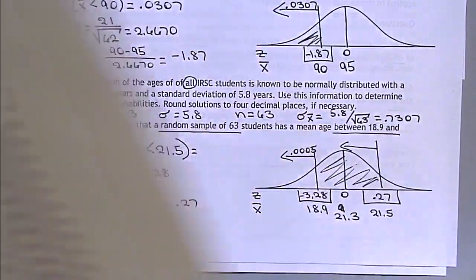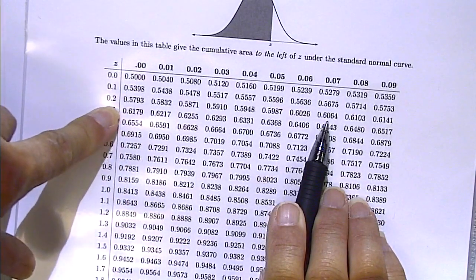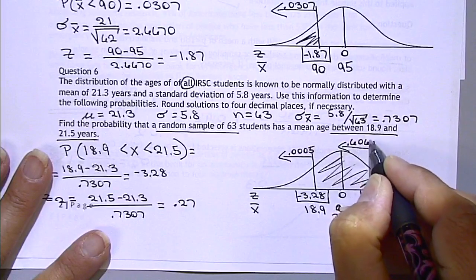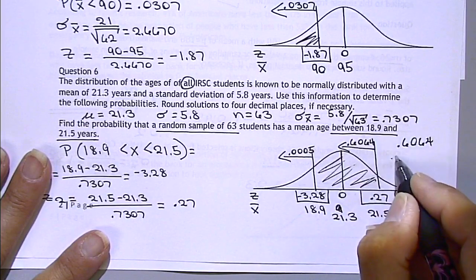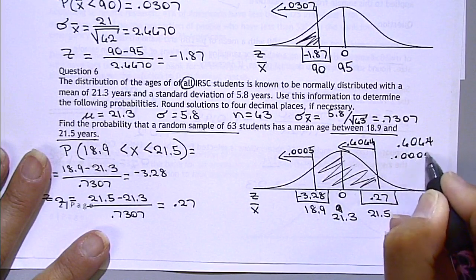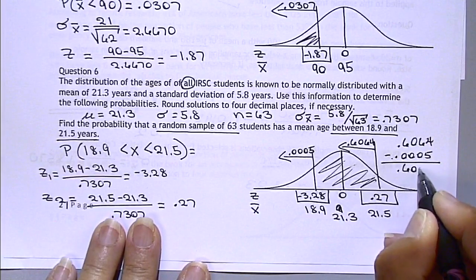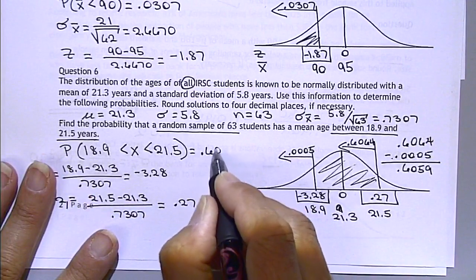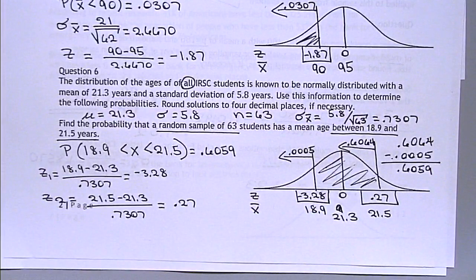And I've got 0.27, got to go to the other side of the table for that one. 0.27 is 0.6064. And I'll subtract 0.6064 minus 0.0005. I'm going to end up with, let's see, I've already done it, 0.6059. Okay, that's my answer, 0.6059. If they asked for it as a percentage, I would say it's 60.59%.